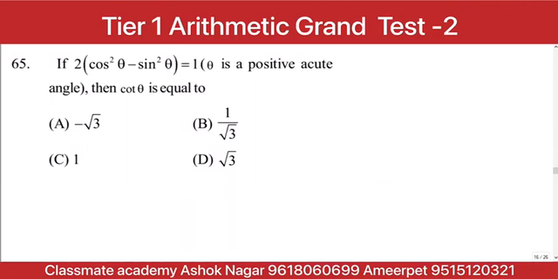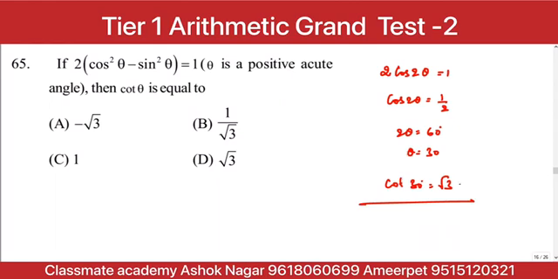2 cos square theta minus sin square theta is equals to 1. So can I say 2 cos 2 theta? What is cos 2 theta? 1 by 2. 2 theta is equals to 60 degrees. Theta is equals to 30 degrees. Cot 30 is root over 3. So cot 30 is root 3 because theta is acute angle. All of them are positive.